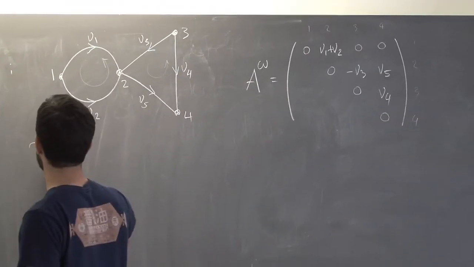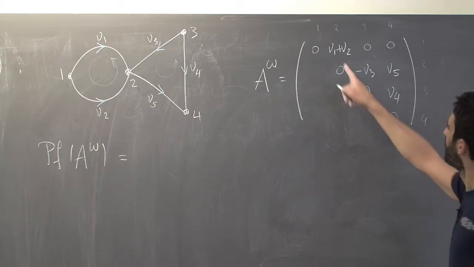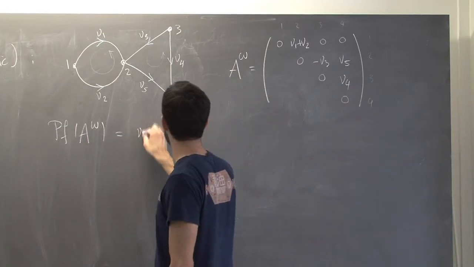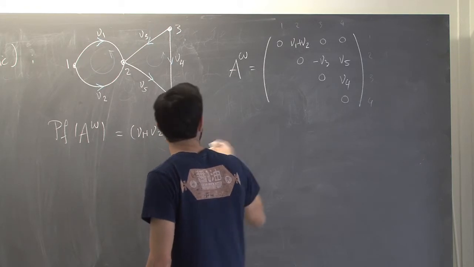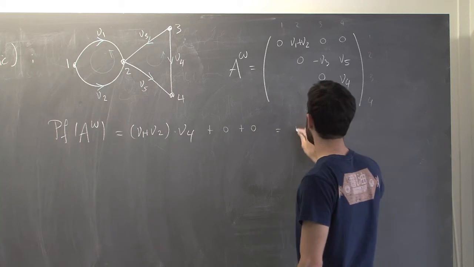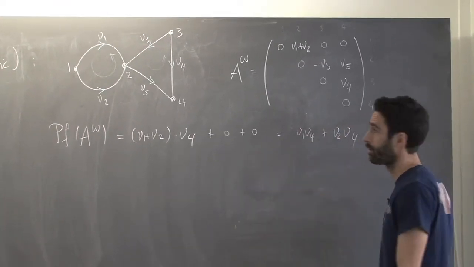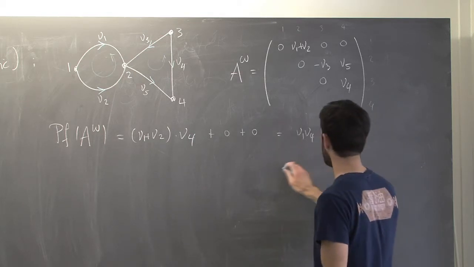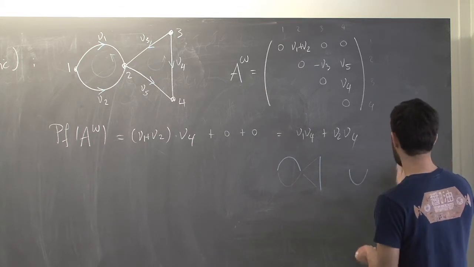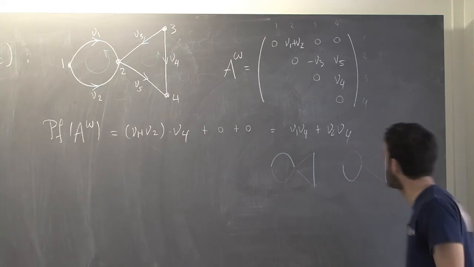And so this is really a didactic example because you remember the formula we had. It had three terms. The first term was this guy multiplied by this guy. So that's nu1 plus nu2 times nu4. And then the other terms were involving this term and this term, so we have plus 0, plus 0. So what we get is nu1 nu4 plus nu2 nu4. And indeed, this of course is the partition function for the Dimer model in this graph, because this one here corresponds to a Dimer configuration like this. And the second term corresponds to this one.